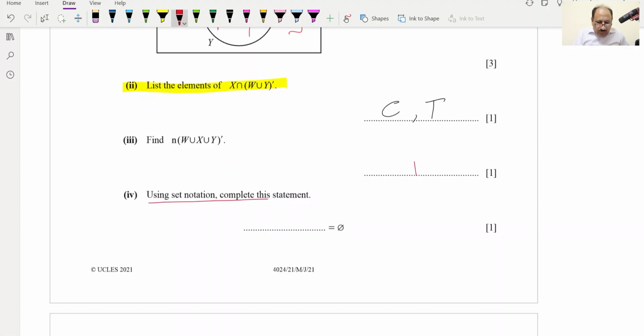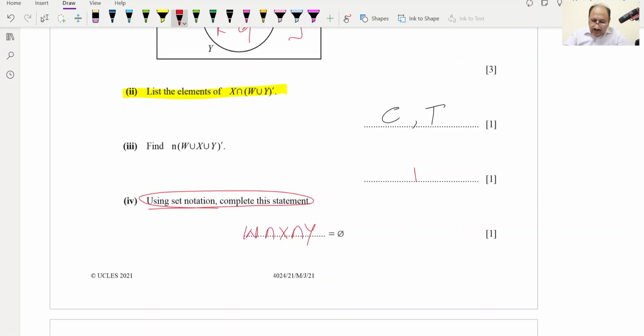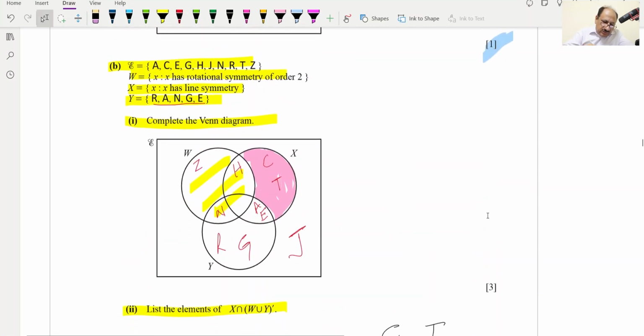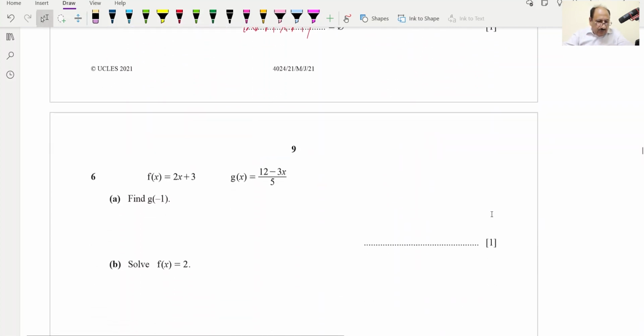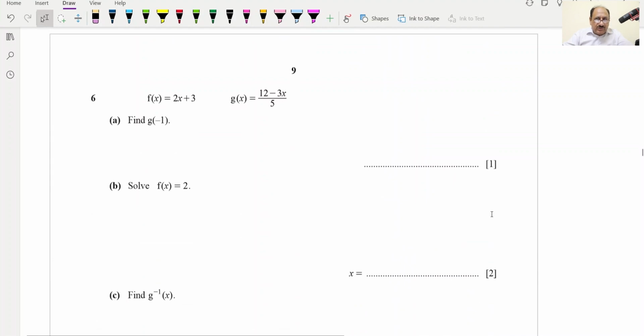And using set notation, complete this statement. Basically phi is this. Phi means empty set. Empty set is what we get if we take W intersection X intersection Y. There's nothing which is common in all three, like in this region. In this region there is nothing common in all three, so that's why we have written this. Hopefully you understood this.